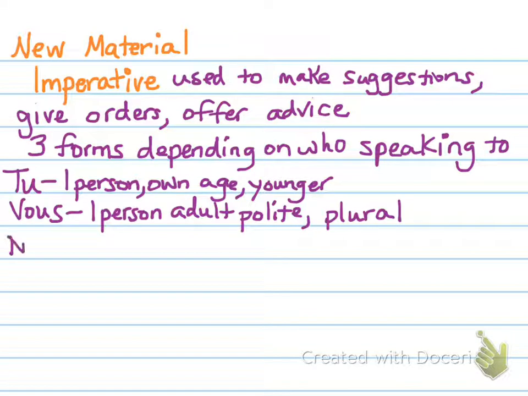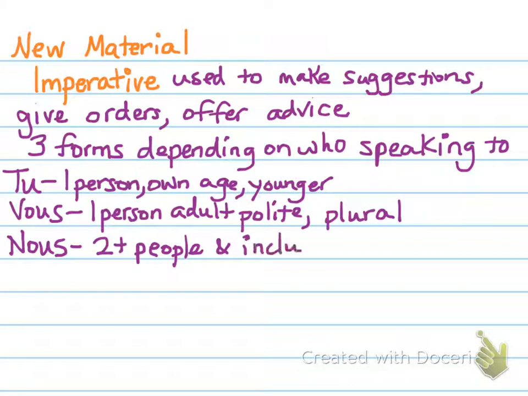The 3rd form of the imperative is the nous form. And here again, you're talking to 2 or more people, but you're including yourself. In English, we often start these with let's. So, let's go to the movies. That would be an imperative form. So these are the 3 forms of the imperative. So we'll take a look at some verb forms.